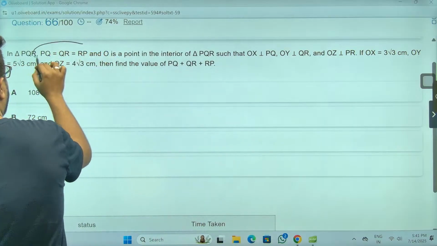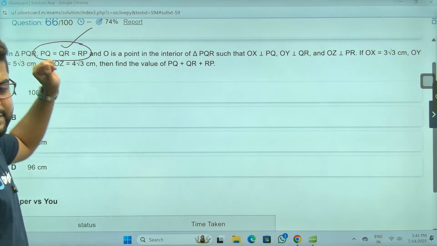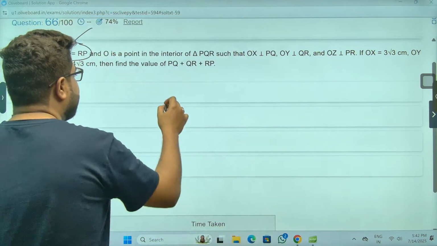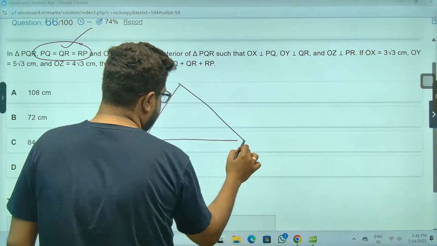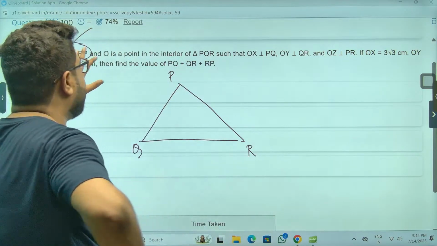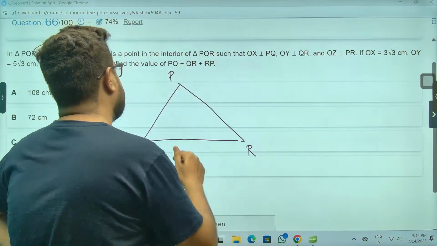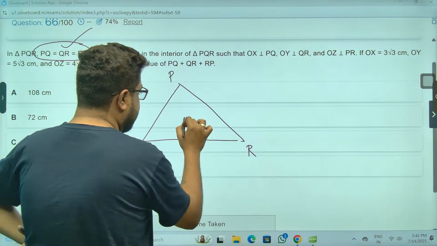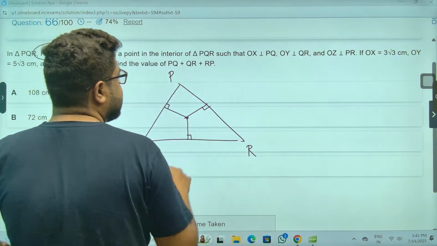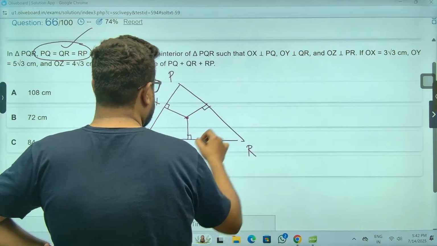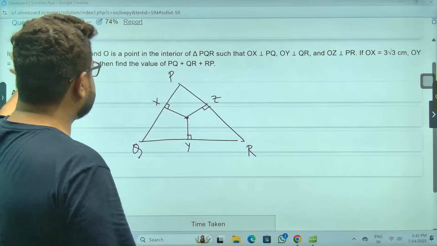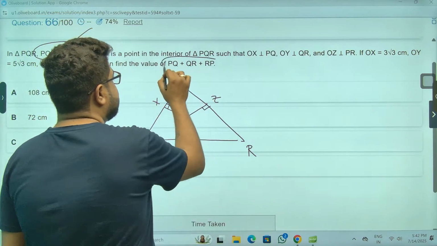In PQR, all three sides are equal, so this means this is an equilateral triangle. Correct? Good. PQR. O is a point in the interior, and they have drawn perpendiculars to each of the sides. They are named X, and on QR is Y. So this is Z. Perfect. Now OX, OY and these three lengths are given. Find the value. Sir, this is simple.